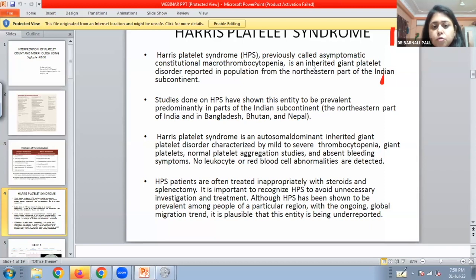The reason we should know about this platelet syndrome is that it is prevalent only in certain parts of the country. So patients belonging to this origin will show this condition.